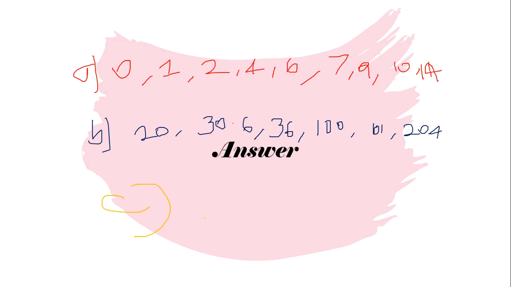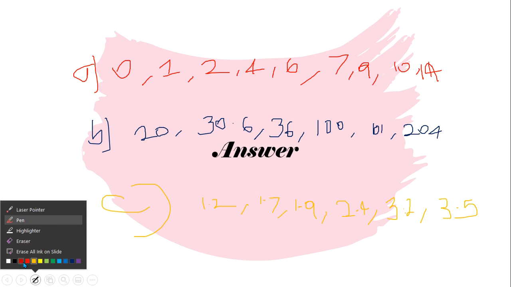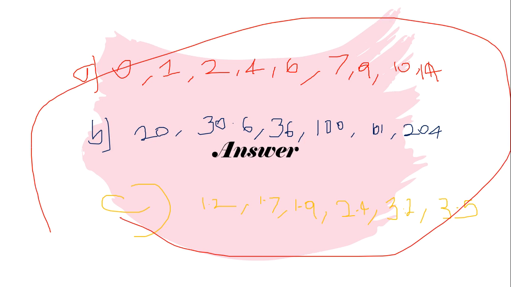So for C, we can write 1.2, 1.7, 1.9, 2.4, 3.2, and finally 3.5, guys. So now, guys, you have the answers here. I've written the answers for you so you guys can clarify if you have any doubts. So this is the first question.